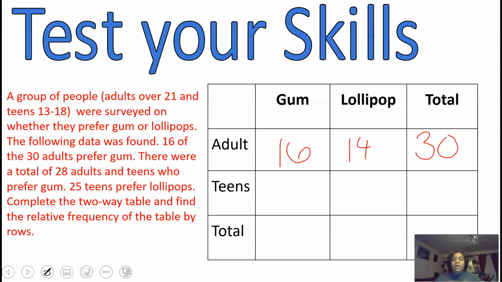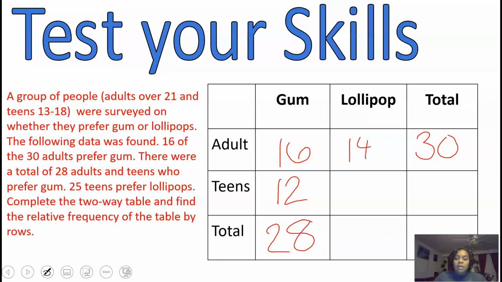Okay? And then there were a total of 28 adults and teens who prefer gum. So we know the total gum lovers are 28. And we already know there's 16 of the adults that like gum. So 28 subtract 16, we know that 12 teens have to like gum, because there's a total of 28. And we know 16 and 12 give you 28.